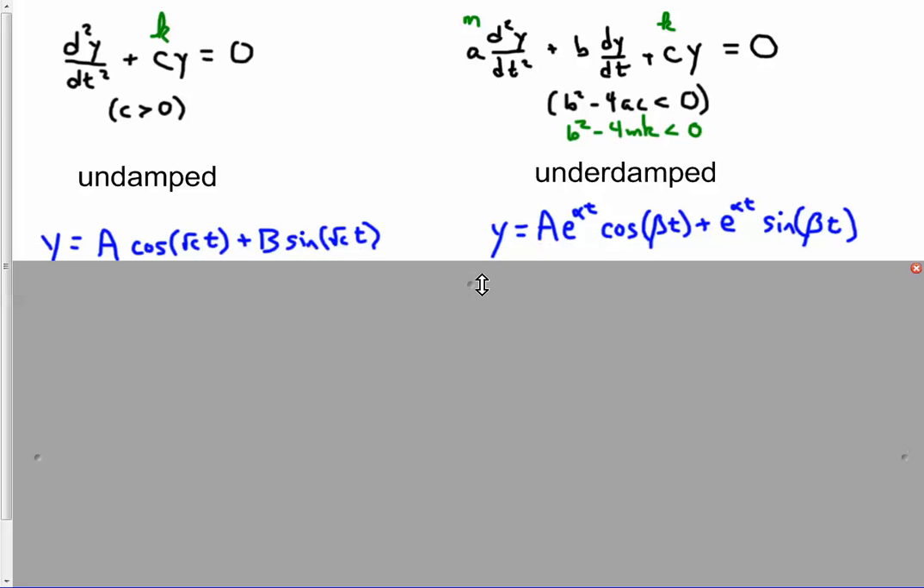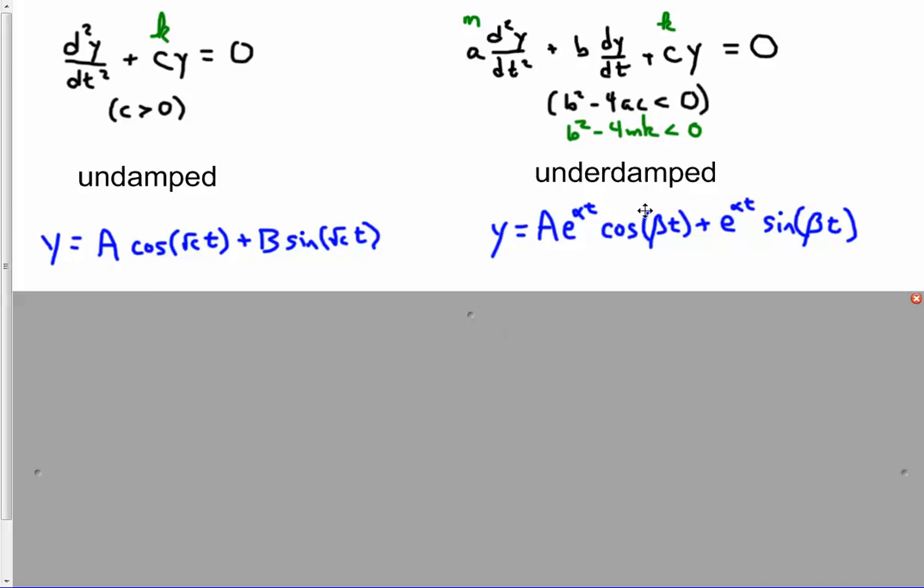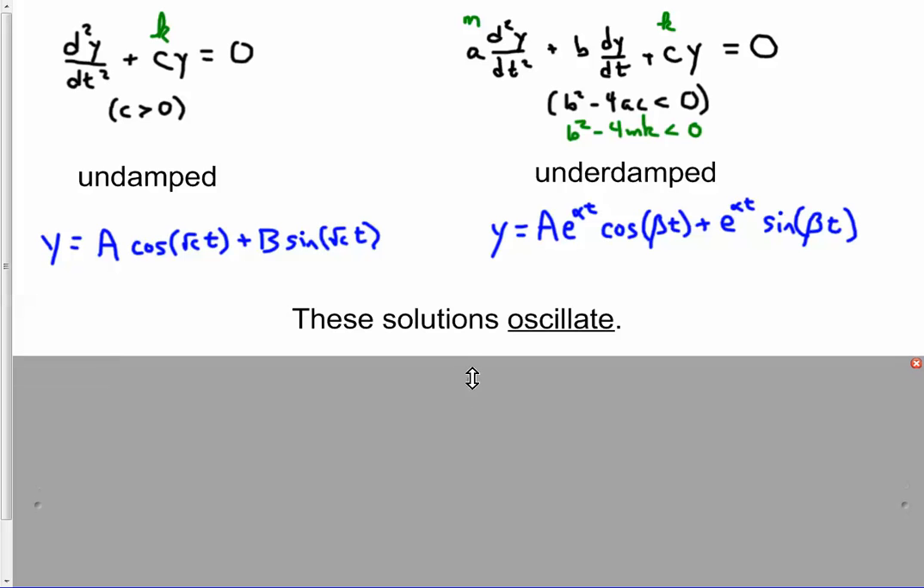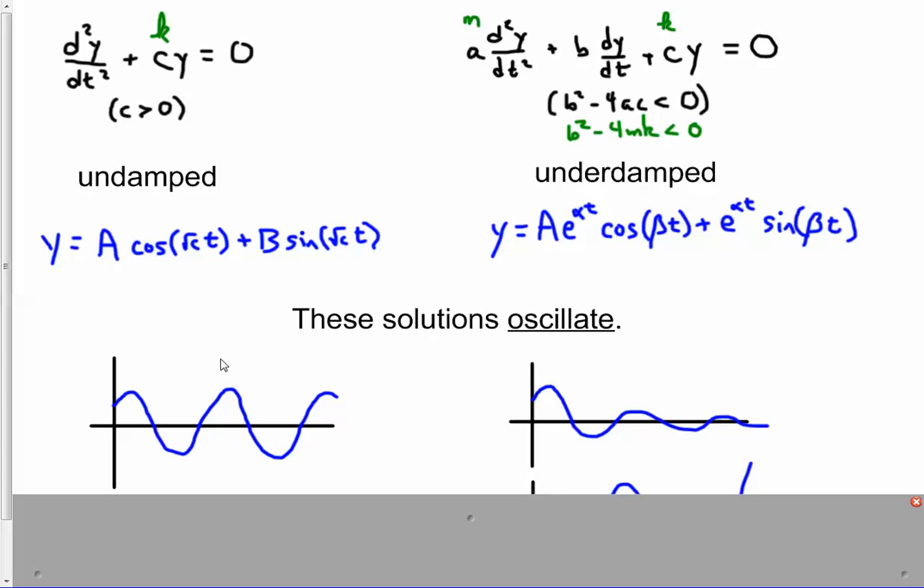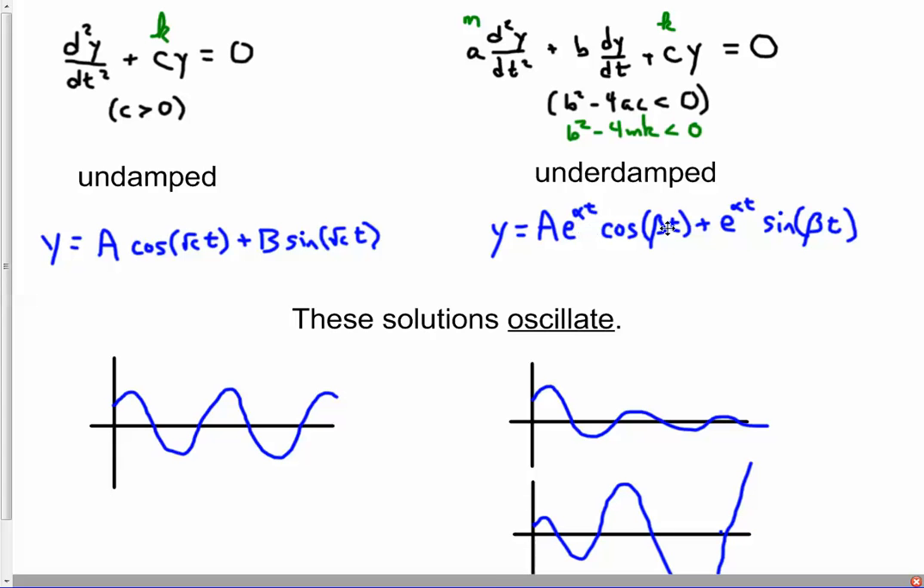So the solutions are very similar. They both have the cosine and the sine terms. In undamped, it's just pure cosine and sine terms. In underdamped, there's also an exponential. But both of these functions oscillate. They go up and down. So pure oscillations just oscillate at the constant amplitude forever. If you have an exponential in there, then that exponential is going to change the amplitude over time.